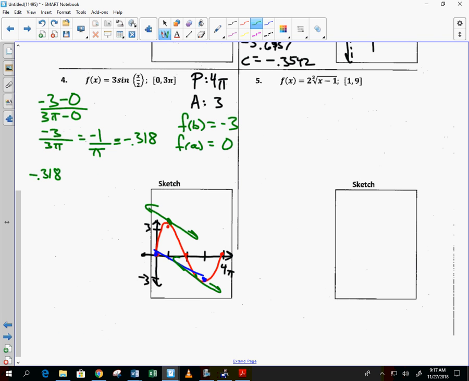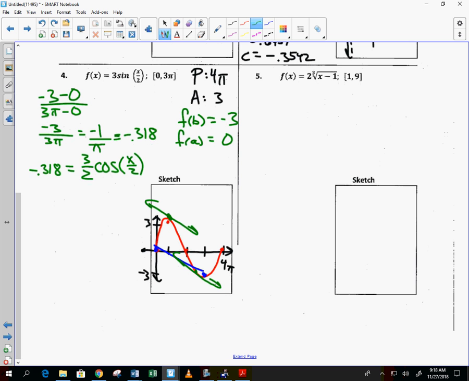Ooh, I got to take the derivative of 3 sine of x over 2. What's the derivative of the inside? 1/2. What's the derivative of the outside? Yep, that's my derivative. 3/2 cosine of x over 2. I have to solve that.